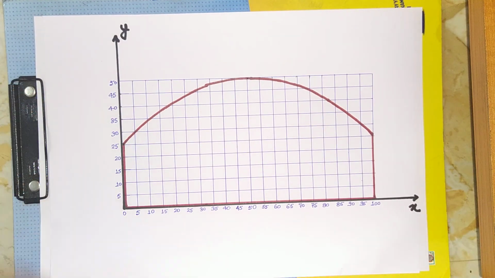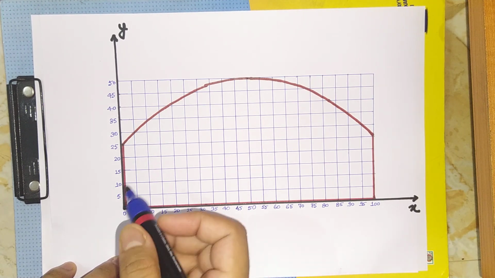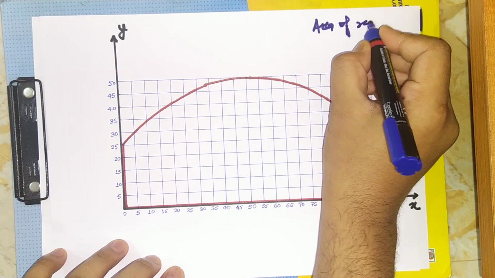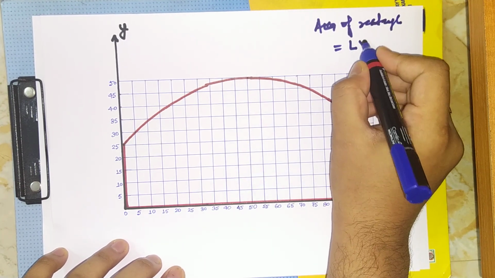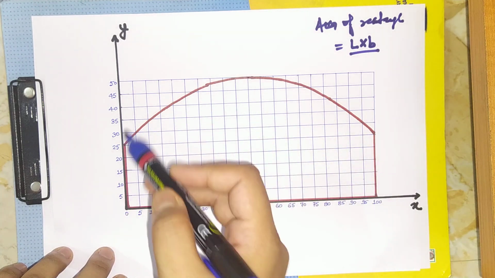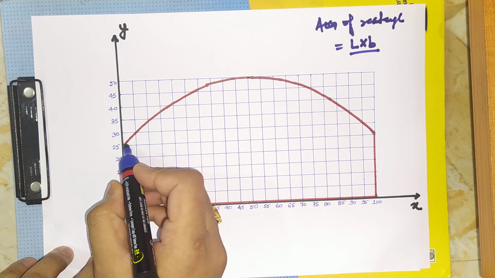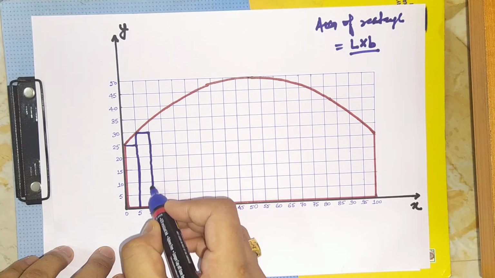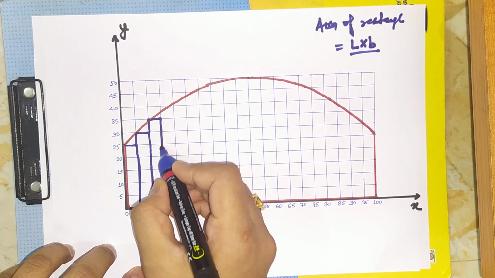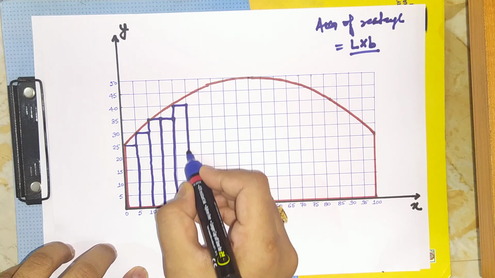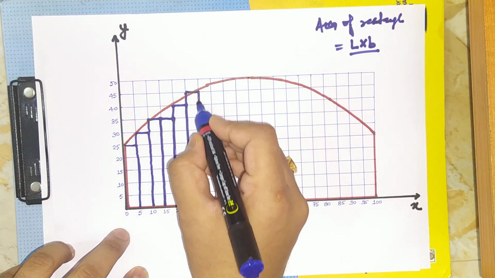He is a very intelligent student, and what he did was draw a graph. He had studied in his class that area of rectangle is equal to length into breadth. So he tried to approximate this total surface area as a number of rectangles. He took one rectangle here of this dimension, another rectangle here of this dimension, a third rectangle here of this dimension, and a fourth rectangle also here of this dimension. Likewise he started approximating the surface area in terms of rectangles like this.